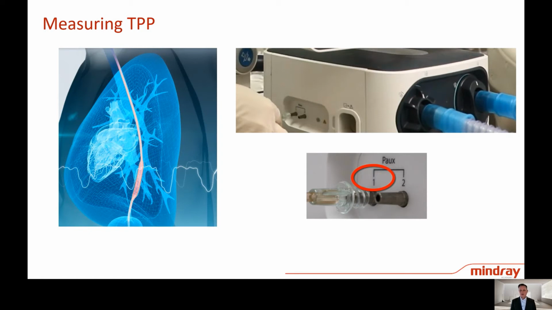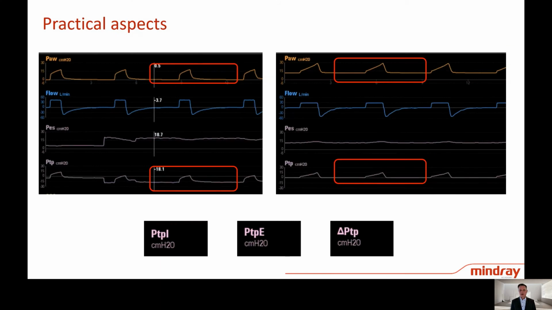And of course, the ventilator can also measure the airway pressures and with that show transpulmonary pressure directly. This can be shown graphically or in absolute values. Here we have two examples. On the left-hand side, you see a ventilation setting with a PEEP of 0 and inspiratory airway pressure of around 17 centimeters of water.